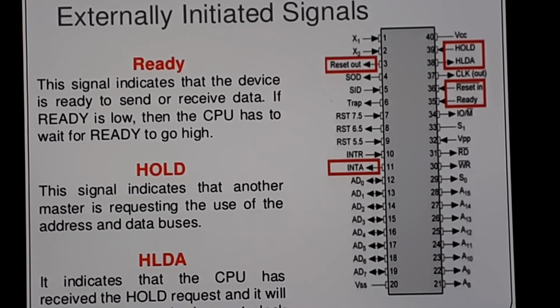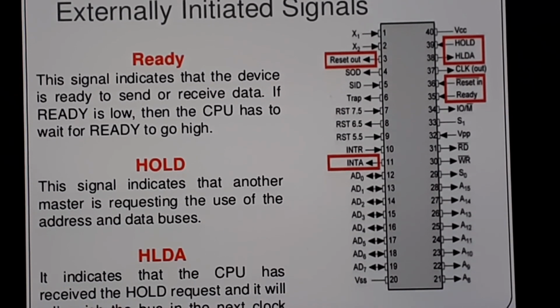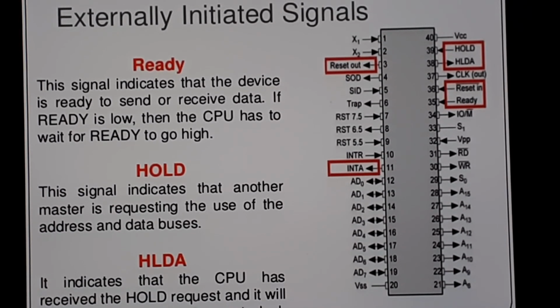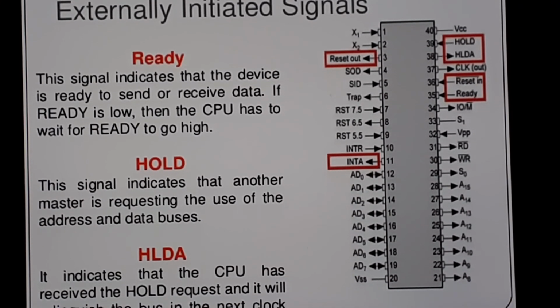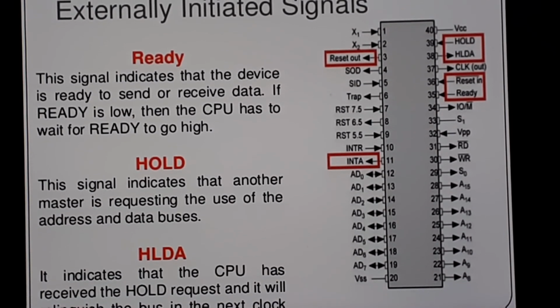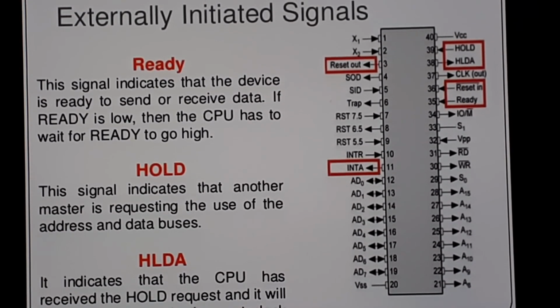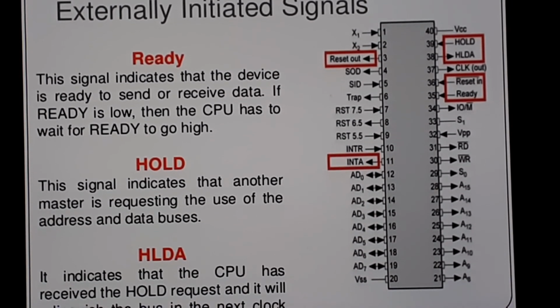So you need to write 2 points. You can keep 2 points for this particular paragraph. Here I have written only 1 paragraph. So for ready, first point you can say that this signal indicates that the device is ready to receive or send the data. Second point you can say that if this pin is 1, that means the microprocessor is ready to accept or send the data, and if it is 0, the microprocessor is not ready. It will wait until this pin goes high.